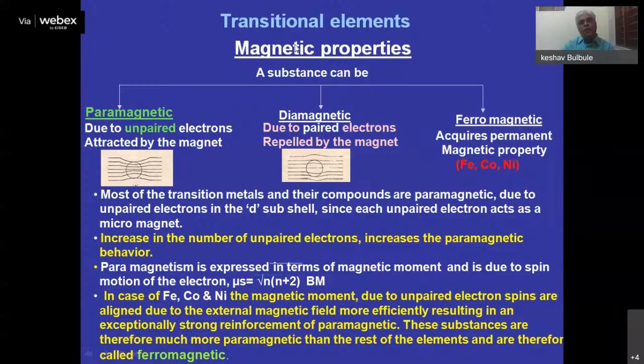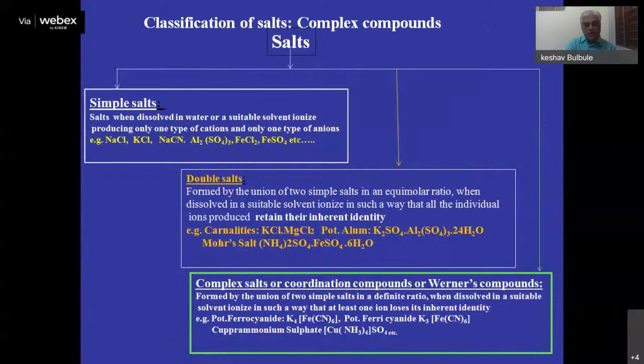You should know that most of the d block elements, due to the presence of unpaired electrons in their d subshell, exhibit paramagnetism. Not only this, even some of the complex compounds which have at least one unpaired electron in their d subshell exhibit paramagnetism.